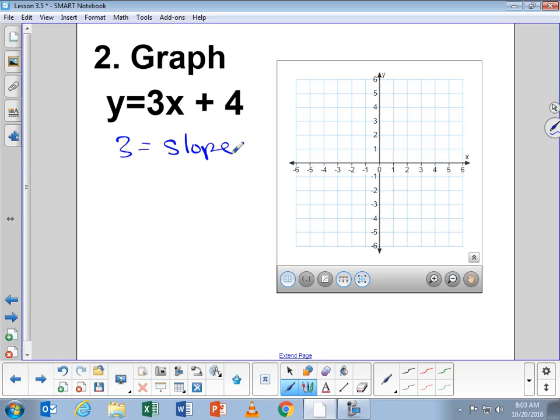Okay, what else is useful here? The 4 is the y-intercept. Now, pretend for a minute I'm in your group, and you tell me, hey, the y-intercept is 4. And I look at you with a blank look on my face, meaning I have no idea what you mean by the y-intercept equals 4. So how would you re-describe that to me? Aaron? The line crosses the y-axis. So the line crosses the y-axis at 4.